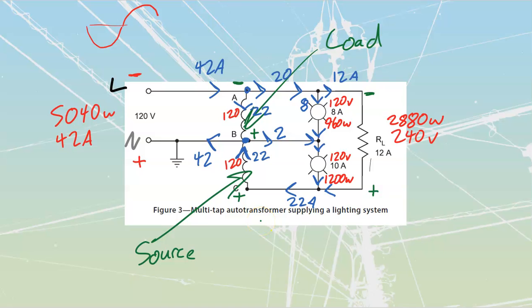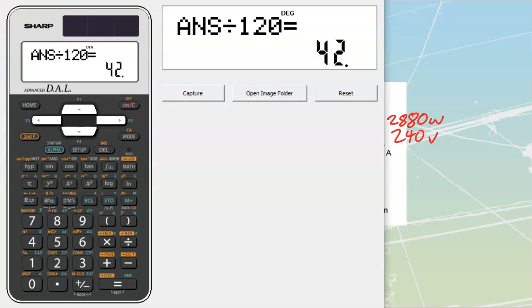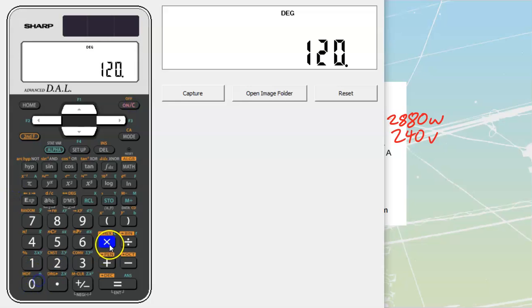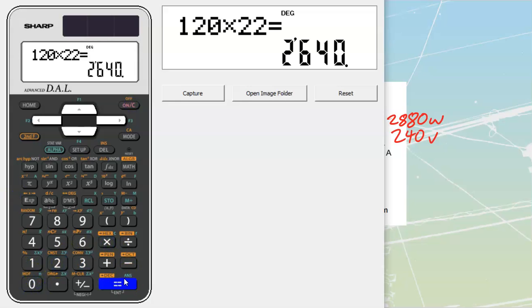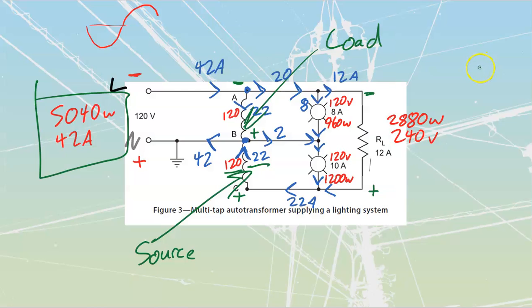What is the actual VA of the transformer that we are using to deliver this? Well, we know the VA of our load, which was going to be a grand total of 5040 VA, 5040 watts that we have, but we know that each transformer winding is having no more than 120 volts and 22 amps. So if I do that, 120 times 22, that tells me that the actual transformer itself, in this case, needs to only have a VA rating of 2640, yet I'm able to put out 5040.